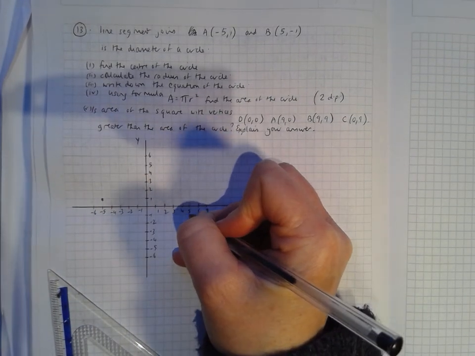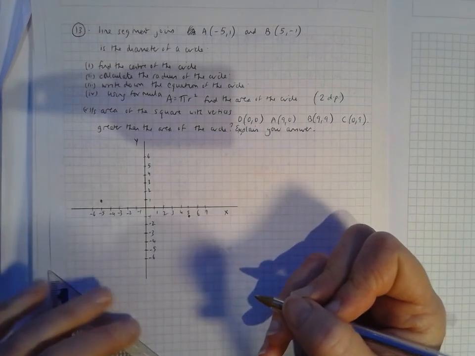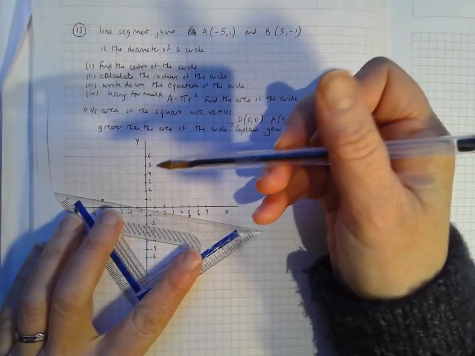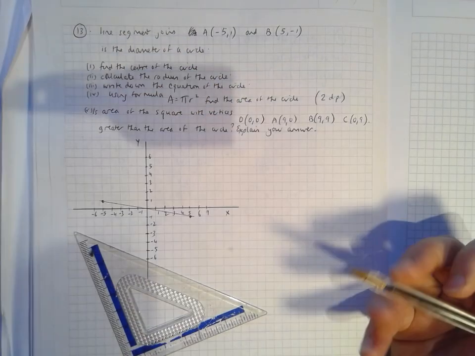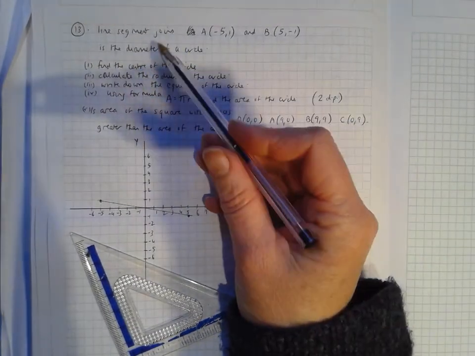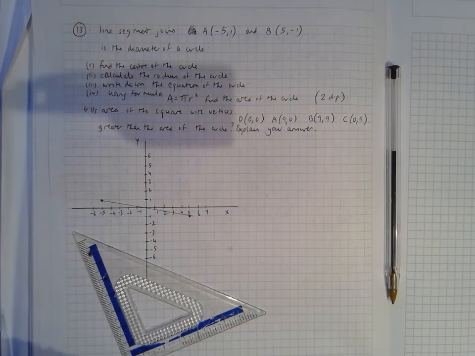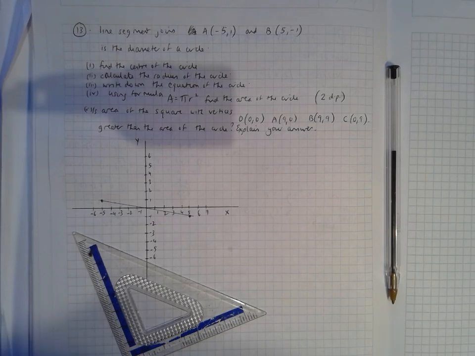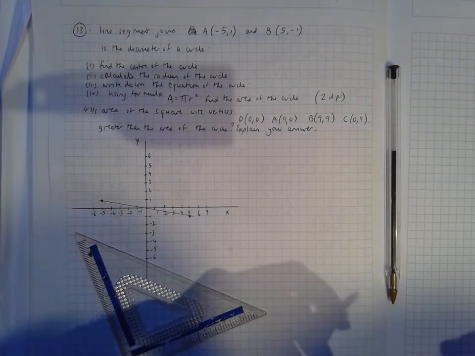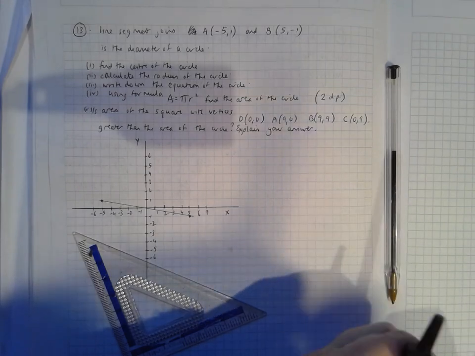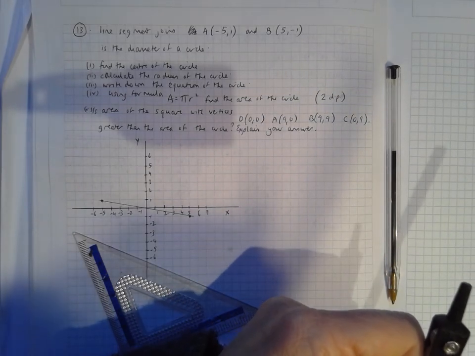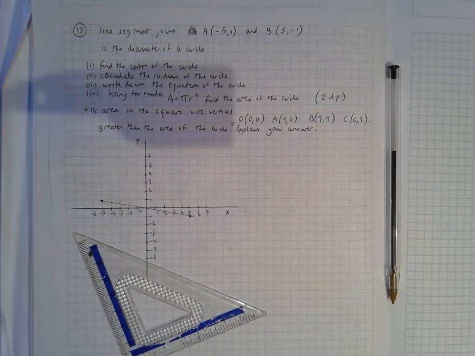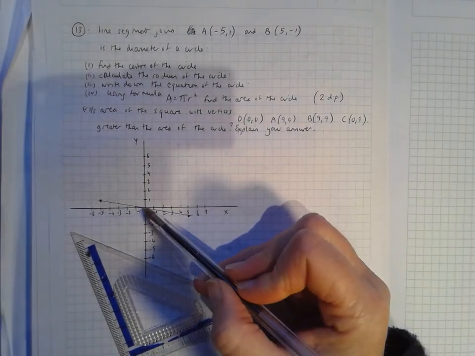And what we're told is this is a line segment, which means a bit of a line that joins 2 points. Okay, so there's my line segment, and it's the diameter of a circle. In other words, my circle has those 2 points as the ends of it. Now looking at that, it seems fairly clear to me that the center of that circle is going to be here, (0, 0).